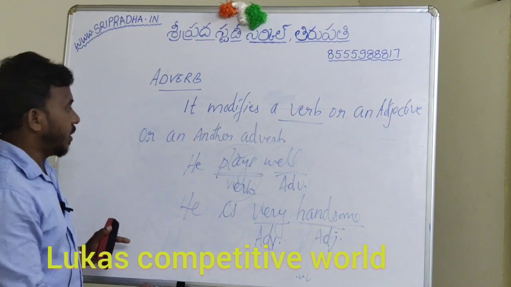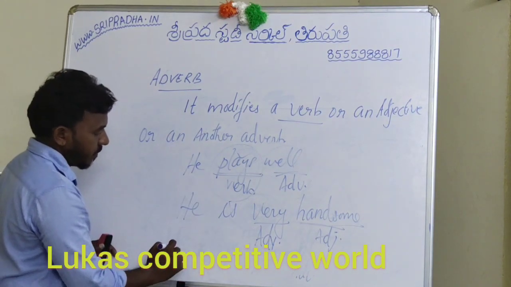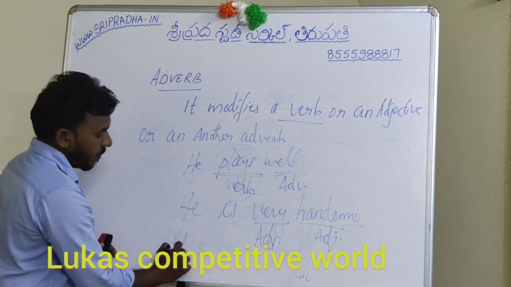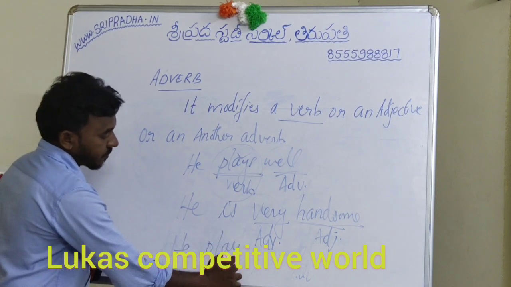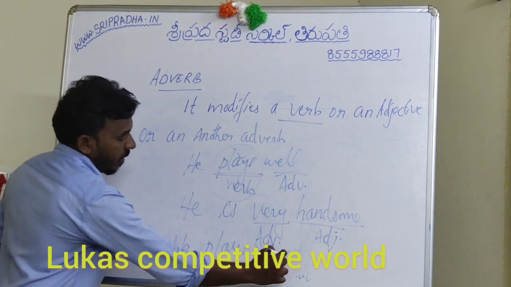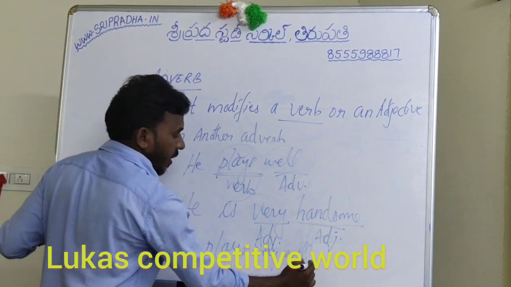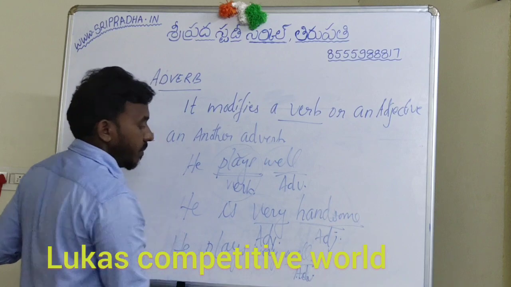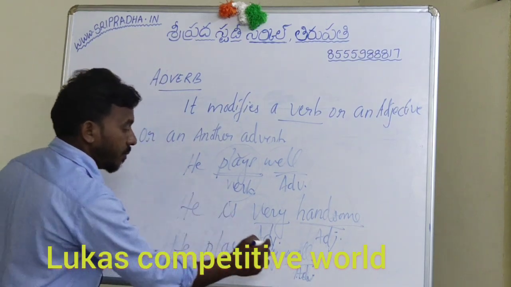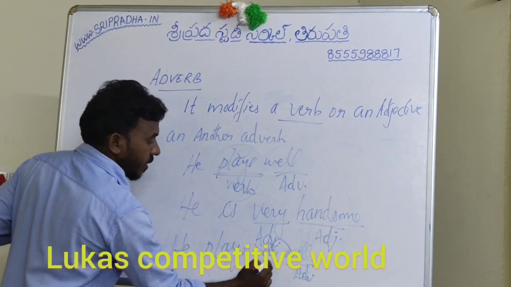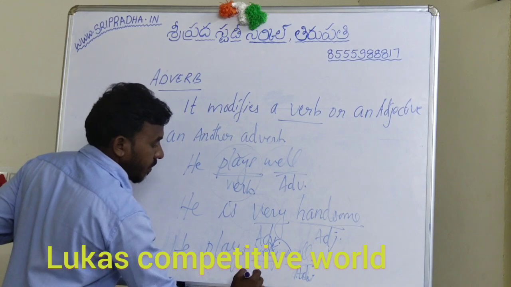And third, it goes for another adverb. Example, he plays very well. Here well is an adverb, as we already discussed, it modifies a verb. This well is again modified by another adverb. This word is called an adverb.